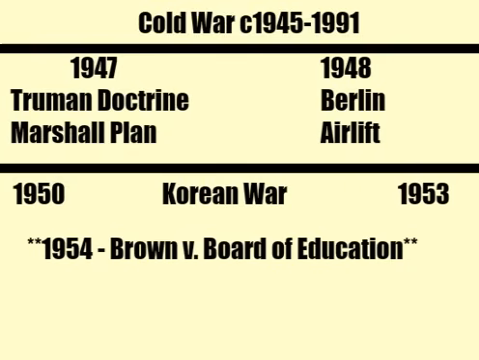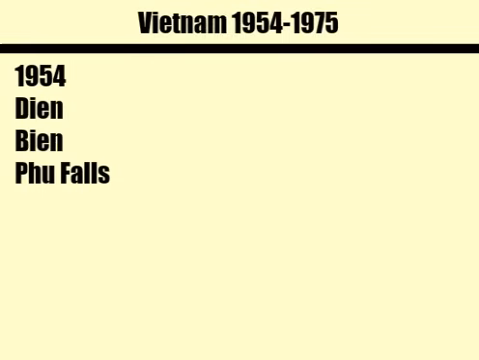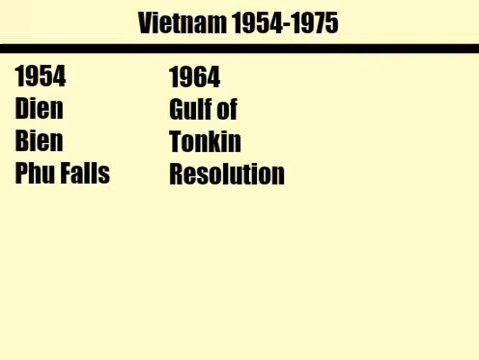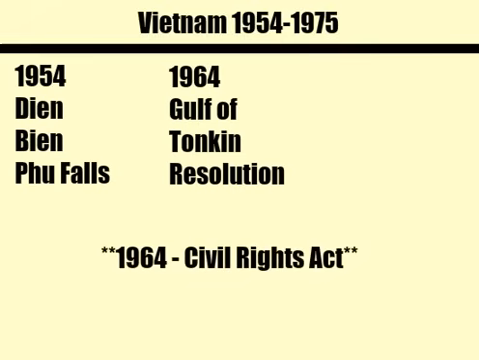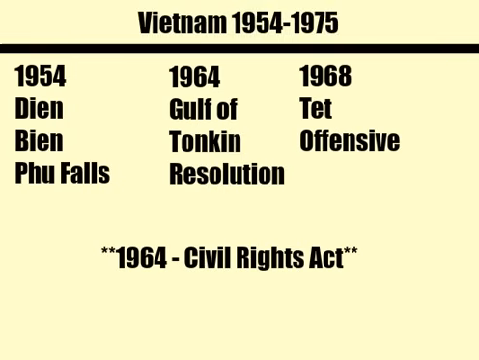1954 is Brown versus the Board of Education. That overturned Plessy versus Ferguson. That same year, Dien Bien Phu fell to communists in North Vietnam. In 1964, the United States escalates the war in Vietnam with the Gulf of Tonkin Resolution. That same year is the Civil Rights Act of 1964. 1968 is the Tet Offensive in Vietnam.